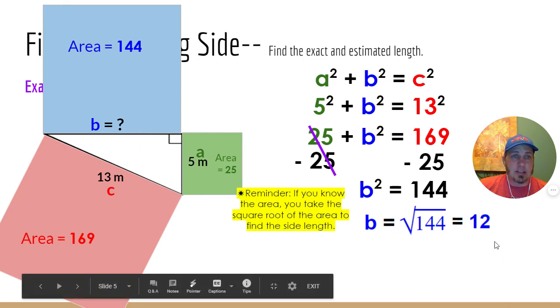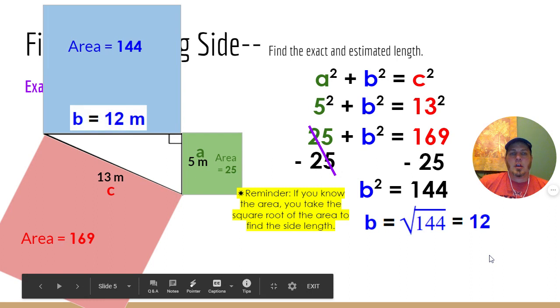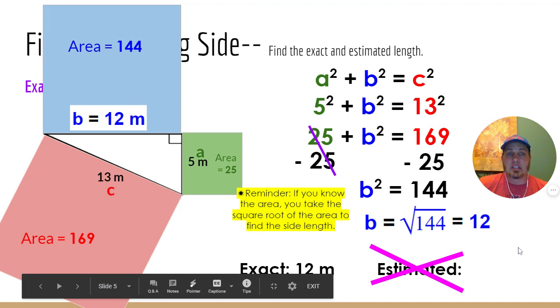That's its exact and its estimated length. We don't have to estimate it because we know it. It's 12. All right. So its exact is 12. It's estimated, we don't need to do it because we know what it is. It's exactly 12 meters long. All right.